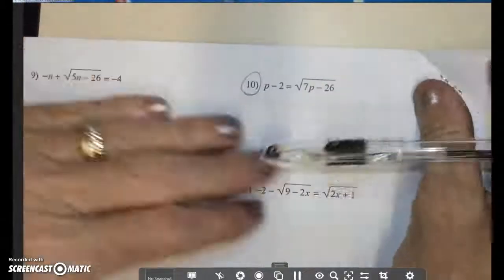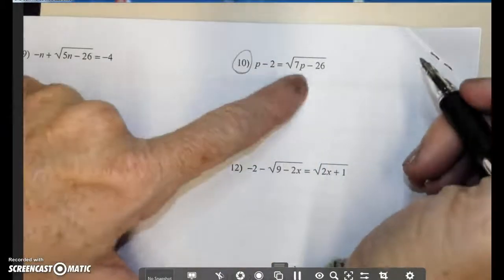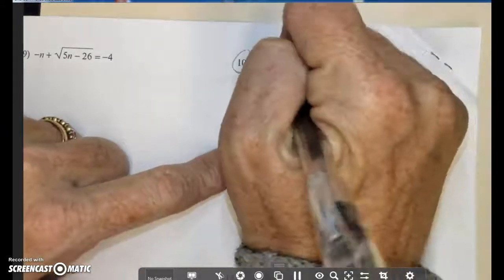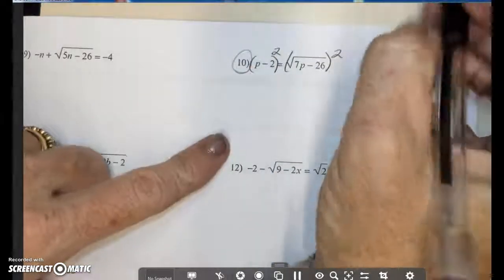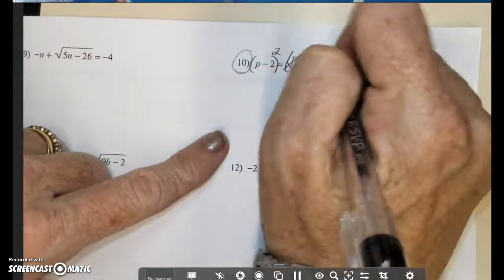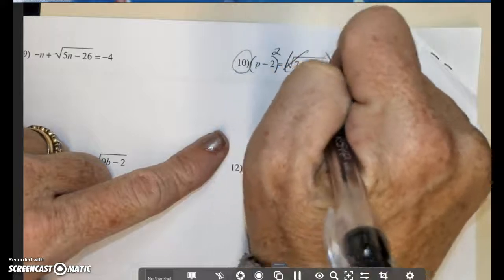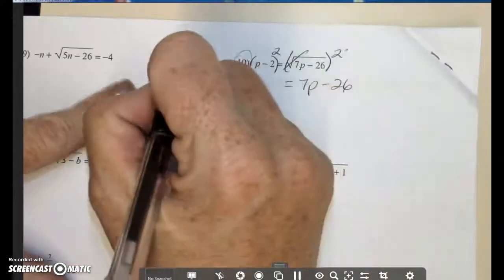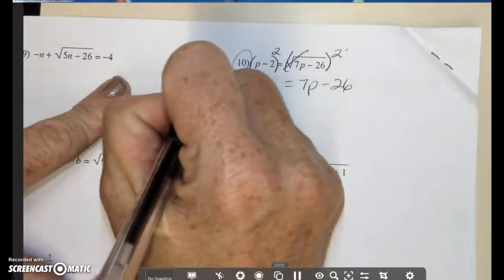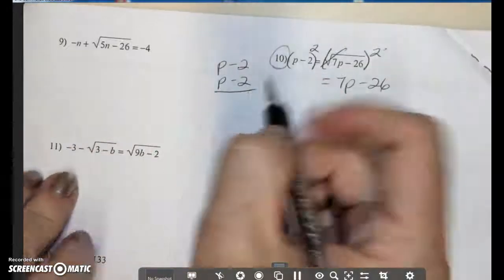So we're going to do number 10. So again, I need to get rid of that square root, so I'm going to square both sides. Be very careful when you're doing this. These two just cancel out. So on the right hand side you have 7p minus 26. Over here, be very careful that you include your middle term, because a lot of you are dropping that.